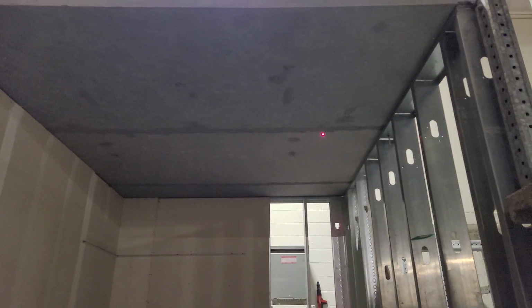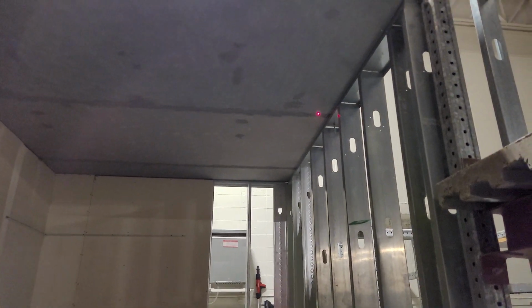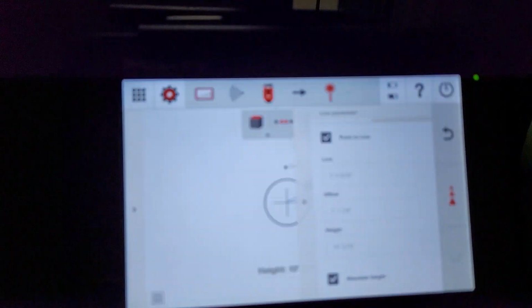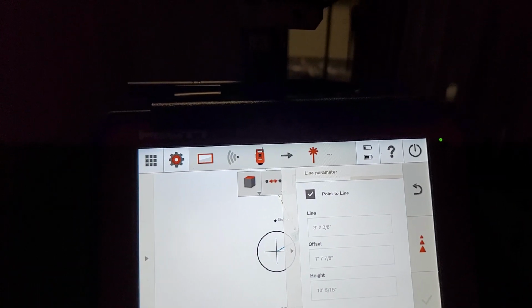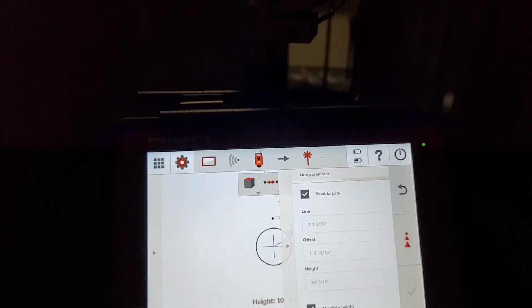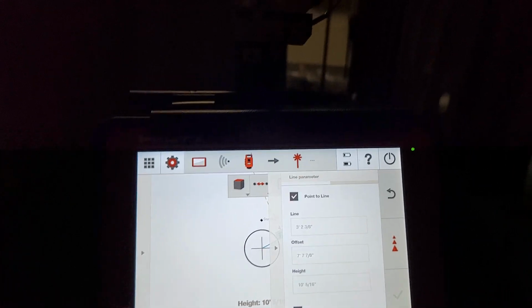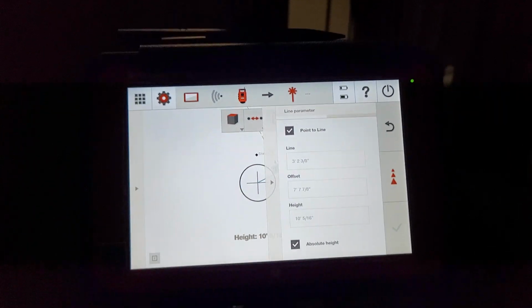Let me move my laser over to the right, at theoretically another control point, and that's coming in at 10 feet and a quarter. So it's actually higher than the point I was at on the left side. So this ceiling is bowing a little bit in the middle. So you check more control points and mark the ones that are bad to ensure it's level all the way down.